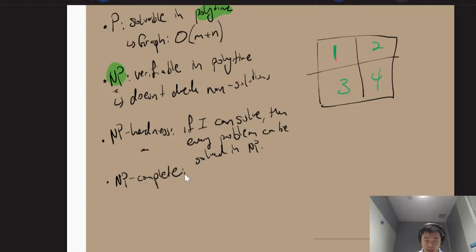And NP complete are just problems that are harder than NP, but also belong in NP. So this is NP and NP hard. And so NP hard just tells you that these NP complete problems are among the hardest of NP problems. And the fact that it belongs in NP means it is actually the hardest type of problem that is also in polynomial.